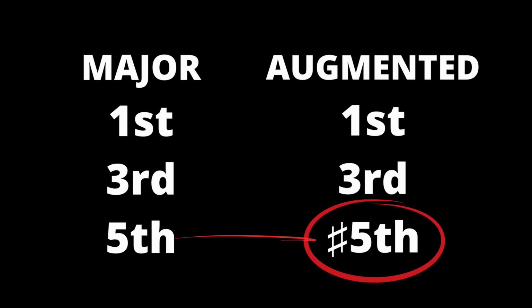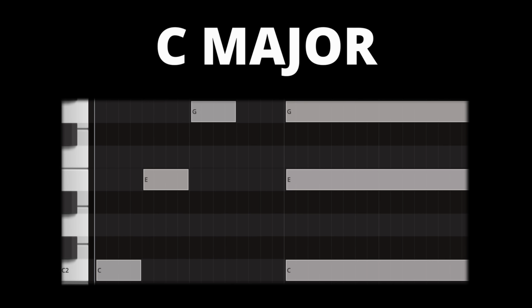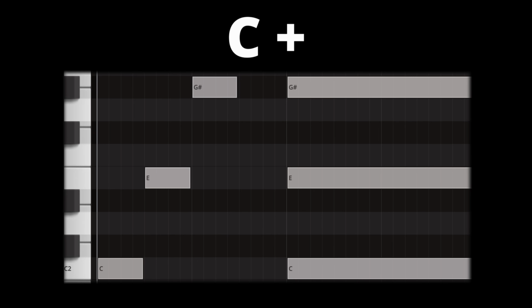Augmented chords are written in notation with a plus symbol next to the chord letter. You may also see them written with aug or sharp 5. Augmented chords are really simple to construct. You take a major chord and raise the 5th note by half a step or semitone. This note is also known as an augmented 5th, giving the chord its name. For example, the C major chord has the notes C, E and G. Therefore, C augmented contains the notes C, E and G sharp.